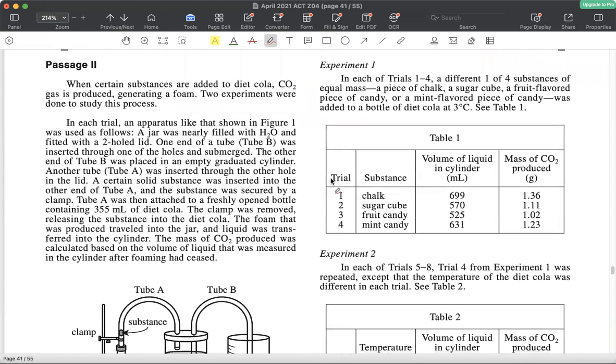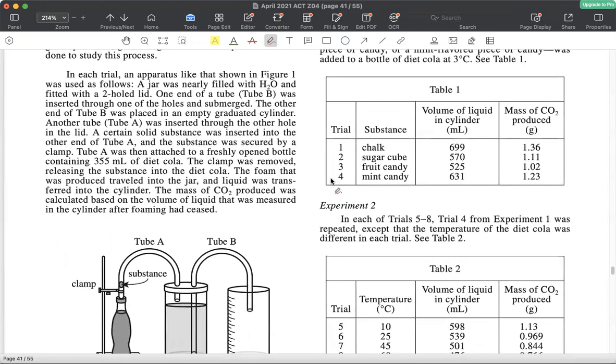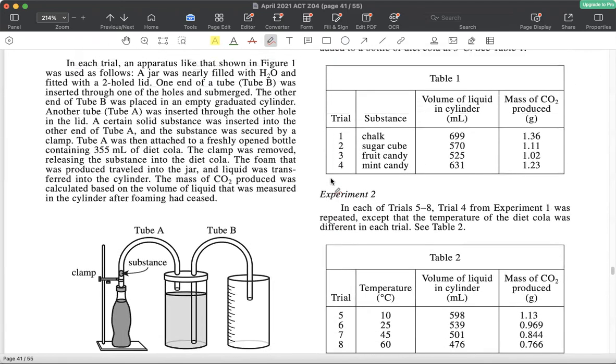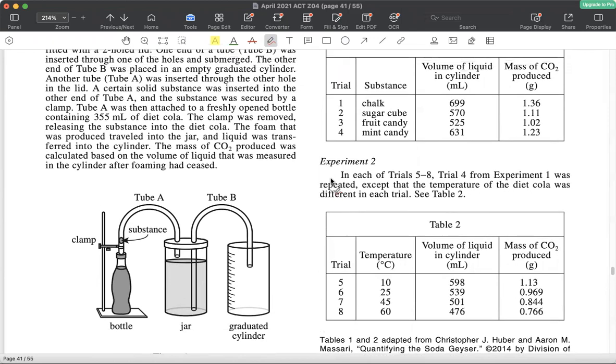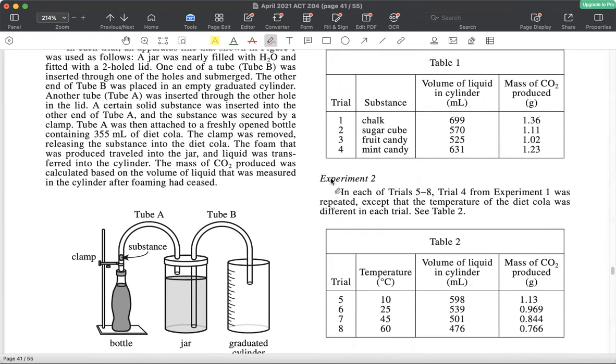Okay, second passage. When certain substances are added to diet cola, CO2 gas is produced, generating a foam. 2 experiments were done to study this process. In each trial, an apparatus like that shown in figure 1 was used as follows. A jar was nearly filled with H2O and fitted with a 2-holed lid. Okay, so this jar is filled with water and then fitted with a 2-holed lid. One end of a tube, tube B, was inserted through one of the holes and submerged. The other end of the tube B was placed in an empty graduated cylinder.